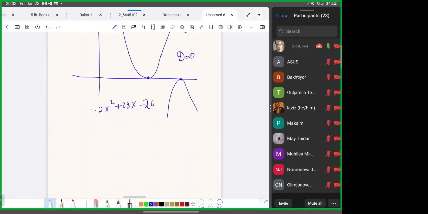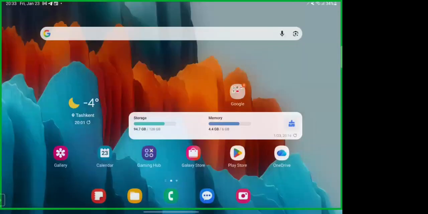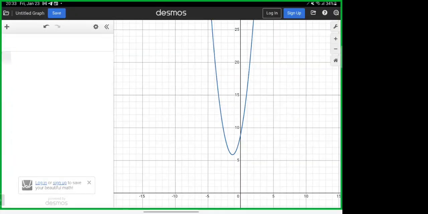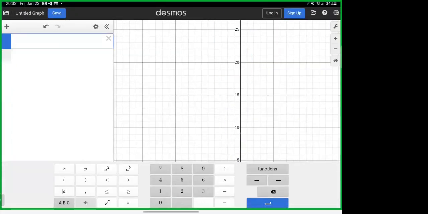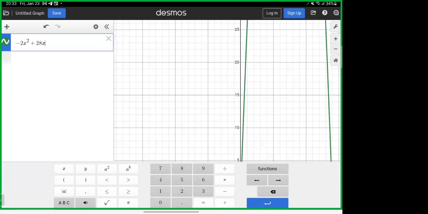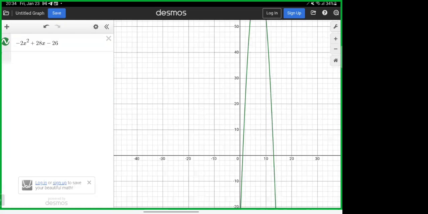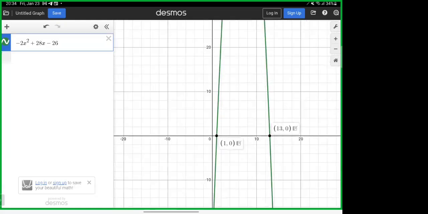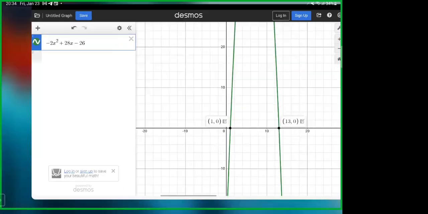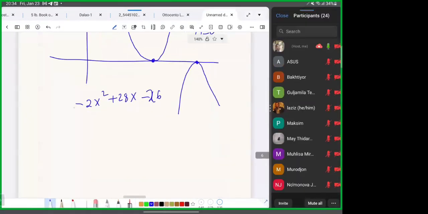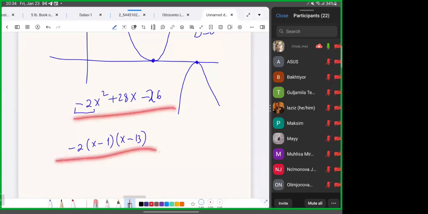You want to factorize it. What you should do, just open Desmos and enter whatever is given: minus 2x squared plus 28x minus 26. As you can see, this parabola has 2 solutions. They are minus 1 and 13. That is enough for writing it like this. First write this minus 2, then (x minus x1), x1 is minus 1, (x minus x2), x2 is 13. Here it is. Your parabola is now factorized. Those (x plus 1) and (x minus 13) will be factors of it.